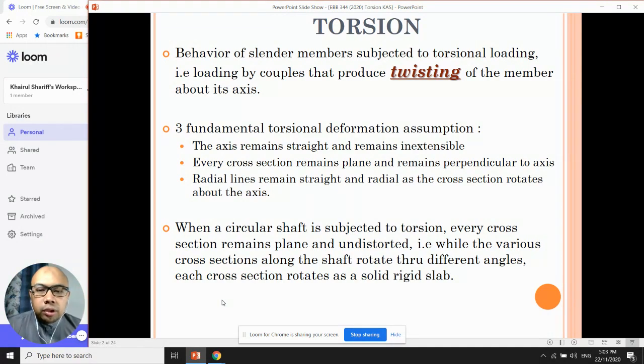And then number two is that every cross section remains plane and remains perpendicular to the axis. So meaning that you have this metal rod, and this cross section is perpendicular to the axis that you rotate. Number three is that the radial lines remain straight and radial as the cross section rotates about the axis. Meaning that in this case, the radius of the metal rod still remains. So the rest you can read through this slide.